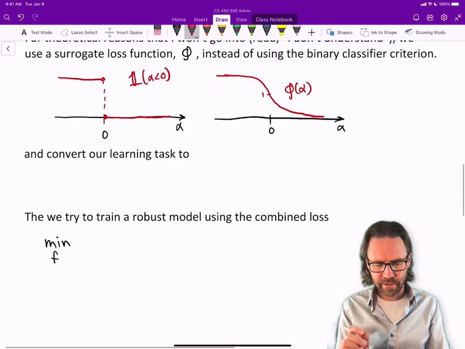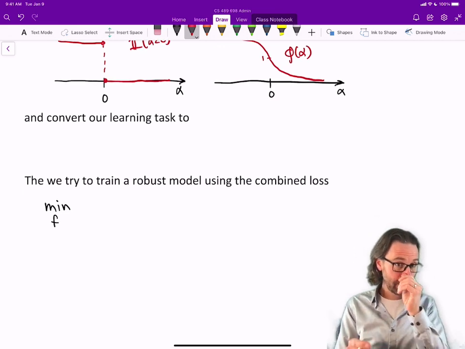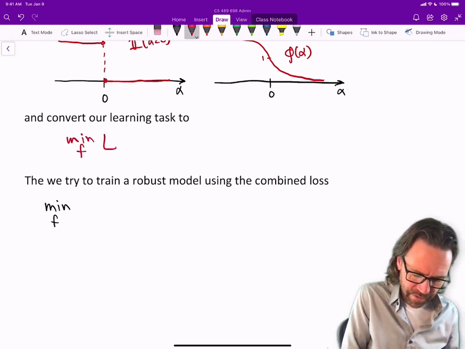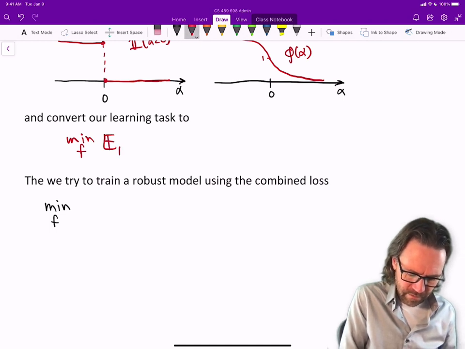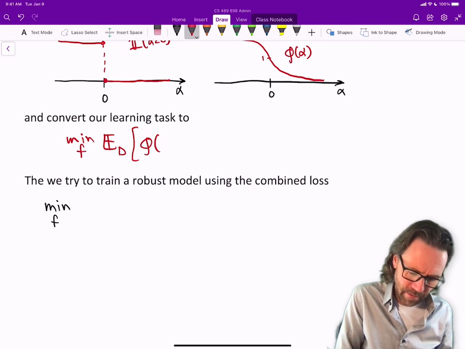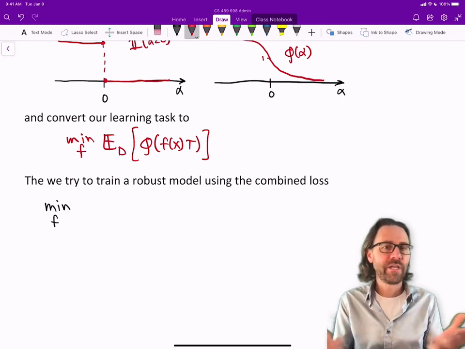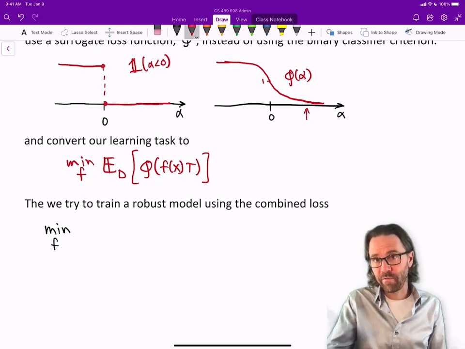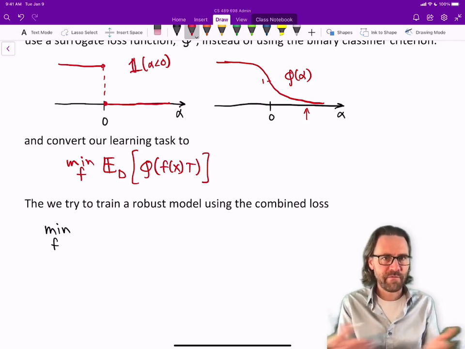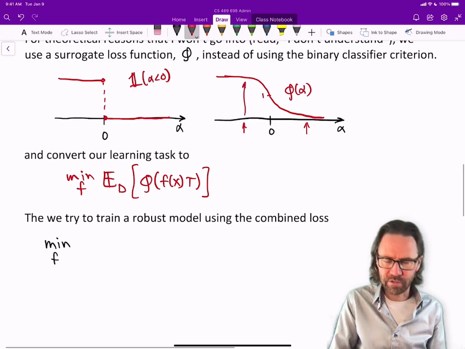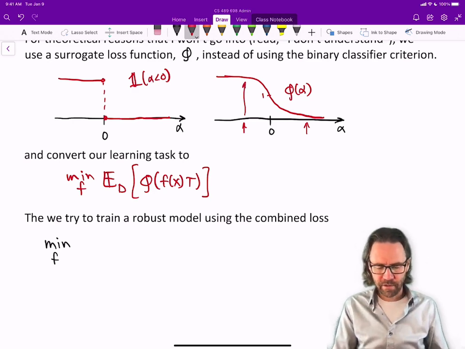So reposing our optimization task using this phi instead of the indicator function, we're looking to minimize over models f the expected value over our data set of phi of f of x times t. So if f of x and t have the same sign, that product inside phi is going to give us a positive number, and we're going to be over here giving a low phi value. If f and t have negative signs, that product is going to be negative, and we're going to be sampling phi over here, which is much higher, so it'll be a higher loss. So you can see how it's a smooth version of the same idea.